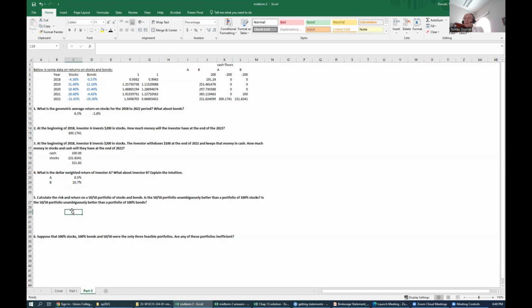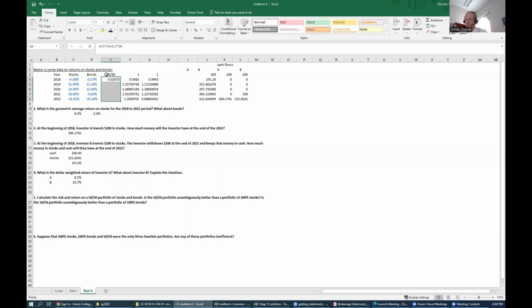Fantastic. Calculate the risk and the return on the 50-50 portfolio. So let's actually do that here. Let's do the 50-50 portfolio. So that would give us 0.5 return on stocks plus 0.5 return on bonds.